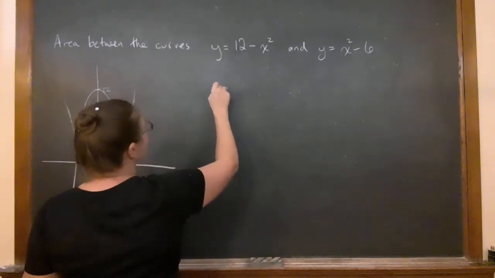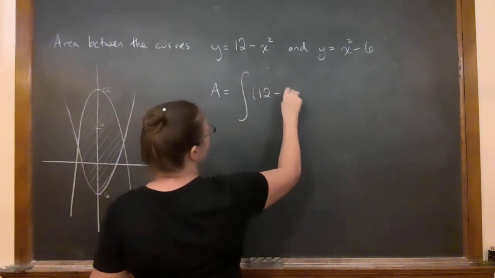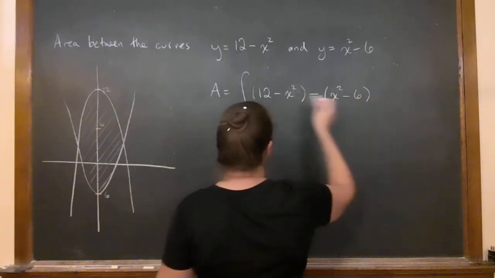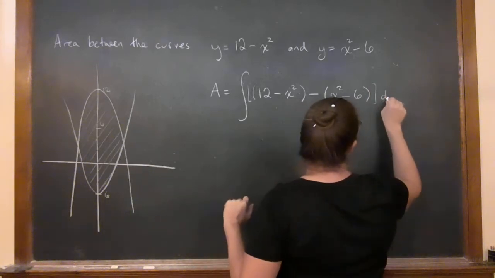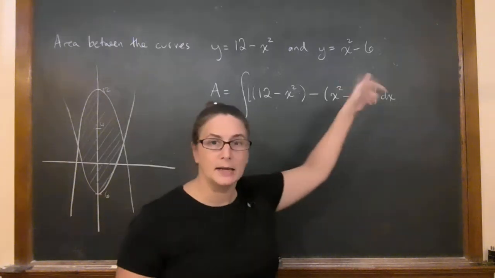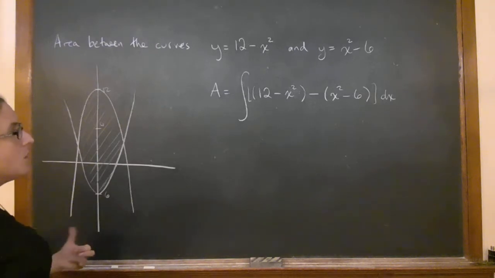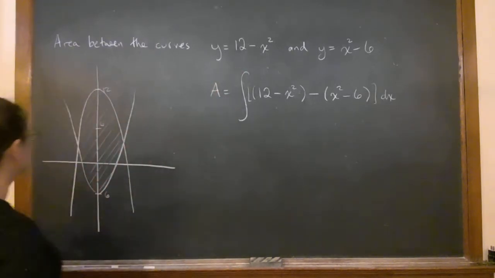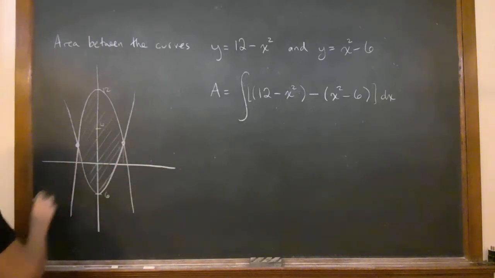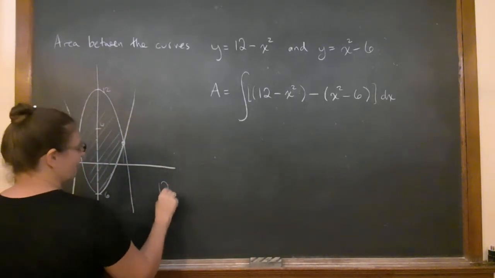So I know that my area integral is going to be the integral of 12 minus x squared minus x squared minus 6 dx. Notice I am careful to put in the parentheses here so I don't mess up my negative and get the wrong answer. I still have to figure out, though, what my limits of integration are. So basically, I need to figure out what these points are, because I don't know what that x is. So I have to figure out where these two curves intersect. Luckily, that's not too hard. I'm just going to set them equal to each other.